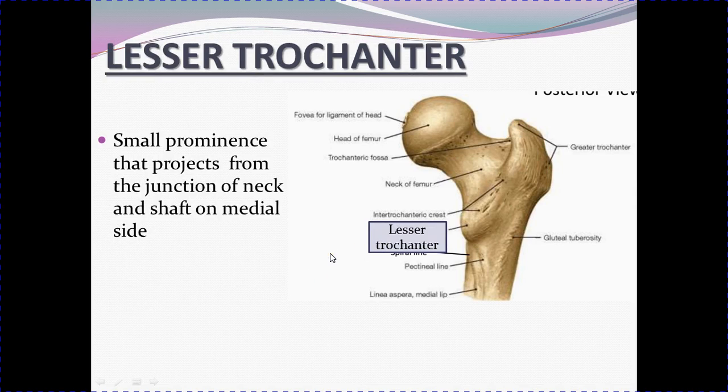The lesser trochanter. The lesser trochanter is a small prominence that projects from the junction of neck and shaft on the medial side. You can see over here this small prominence which is present at the junction of neck and shaft is called the lesser trochanter of the femur.